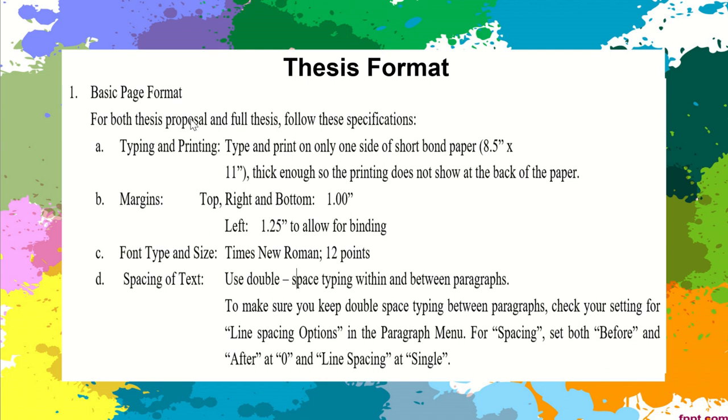First, we have the basic page format. For both thesis proposal and full thesis, you follow the specifications indicated here. So typing and printing, you type and print on only one side of short bond paper, thick enough so the printing does not show at the back of the paper. So we are referring here to the substance of the paper. The margins: top, right, and bottom is 1 inch, and the left side is 1.25 inch to allow for binding.